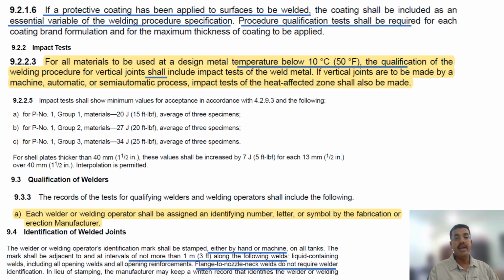Protective coating has been applied to the surface to be welded. The coating shall be included as an essential variable. What is the protective coating? Actually, it is used to save the edge.